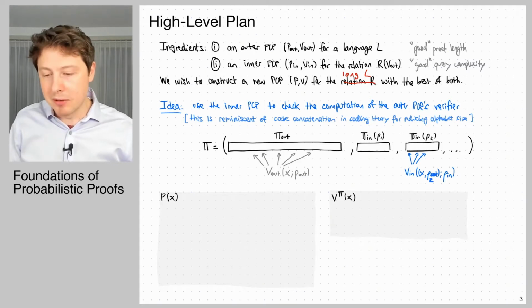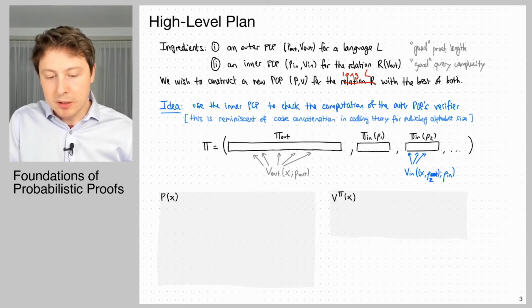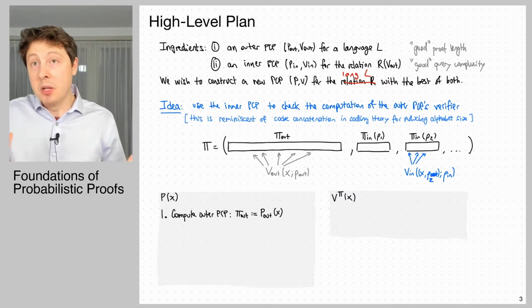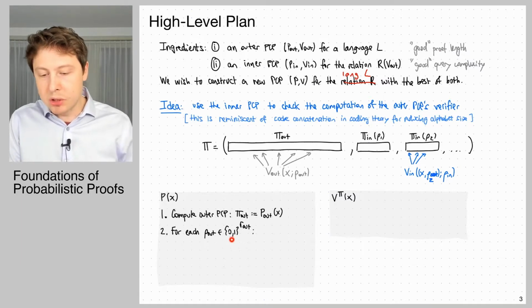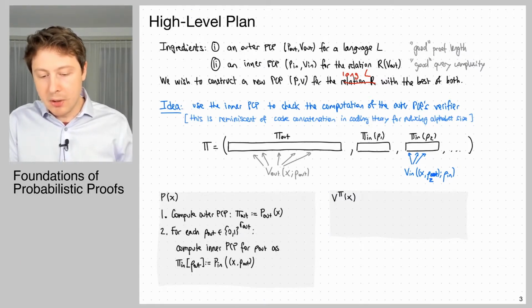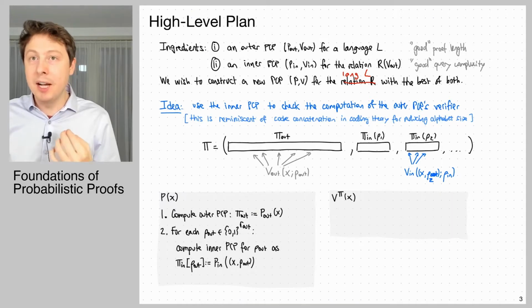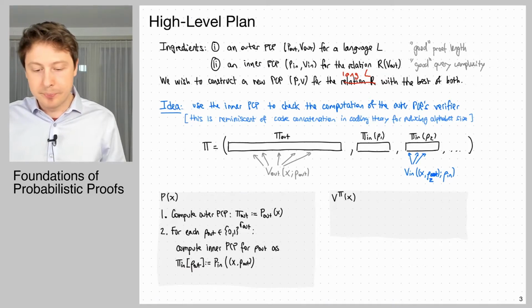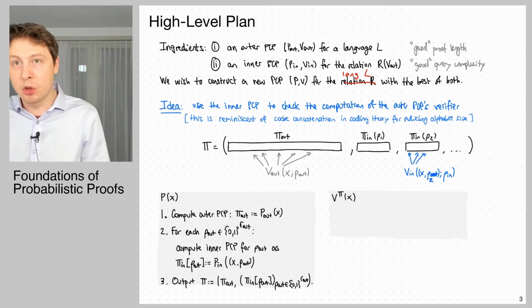So at a very high level, we're going to construct a new PCP where the prover will compute the outer PCP, one of it. It's fine, it has good proof length, so we can afford it. And then for each choice of randomness for the outer PCP, it's going to say, okay, I'm going to compute an inner PCP to try to convince the verifier that the outer verifier would have accepted had you run it on that randomness. Okay? And so this gives rise to a bunch of inner PCPs. And then it outputs the outer PCP and the inner PCPs specialized to each choice of randomness for the outer PCP.